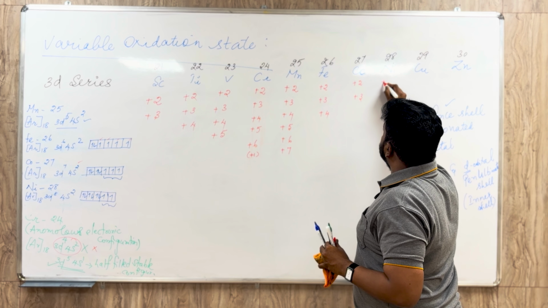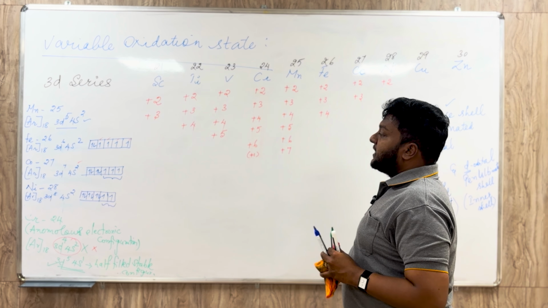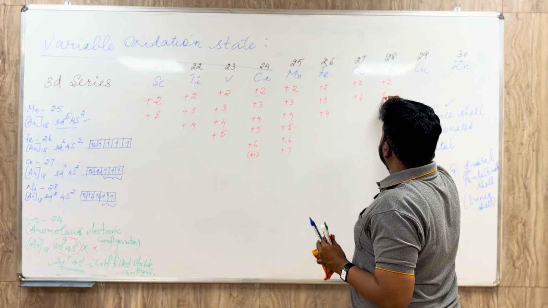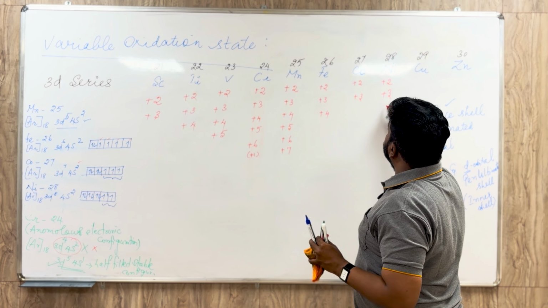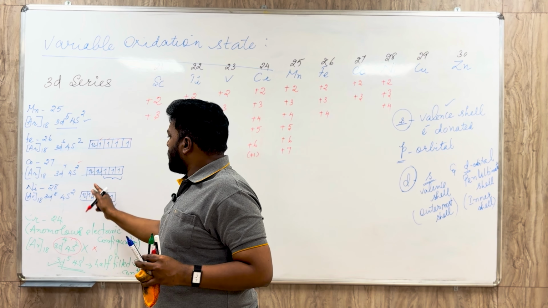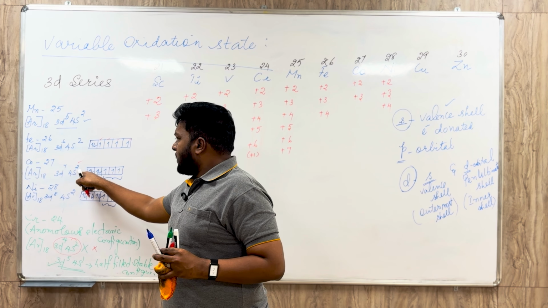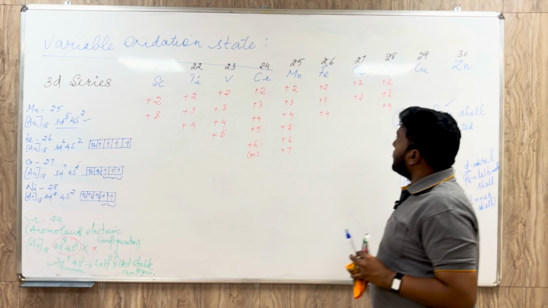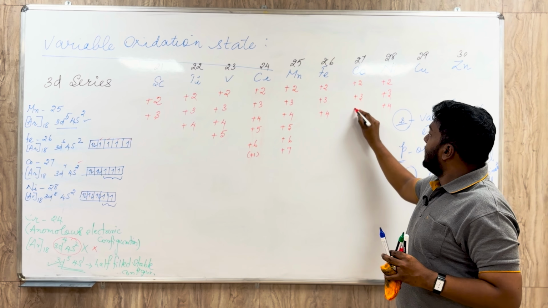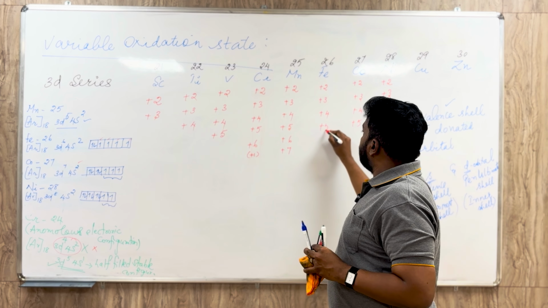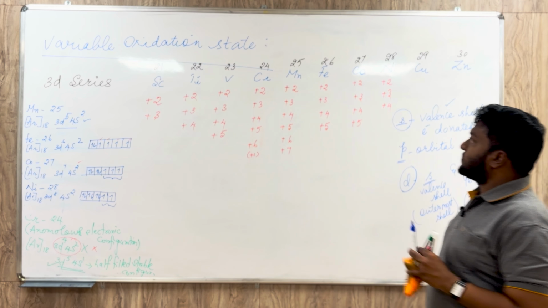So when you talk about this nickel, again +2 configuration is possible, and then +3 configuration is also possible, and then sometimes +4 configuration. Here when you talk about this cobalt, again we can write +2 configuration, and then +3, +4 and then +5 is also possible. +2, +3, +4 and +5. When you talk about here, +5 configurations are also possible.